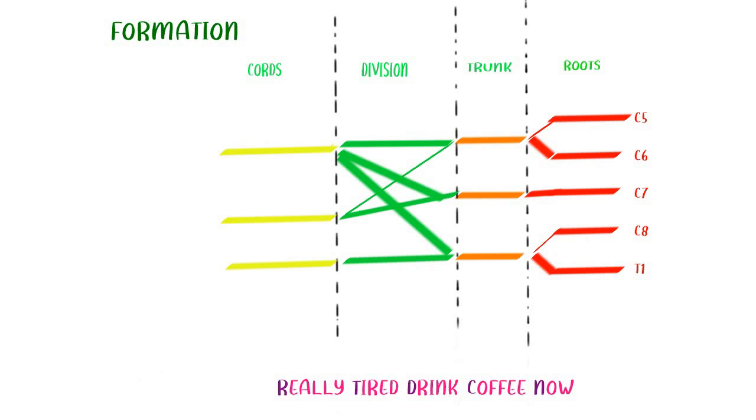Now, the mnemonic to memorize this sequence is "Really Tired, Drink Coffee Now." Here R is the root, T refers to the trunk, D refers to the division, C stands for the cords, and finally N stands for the nerves.